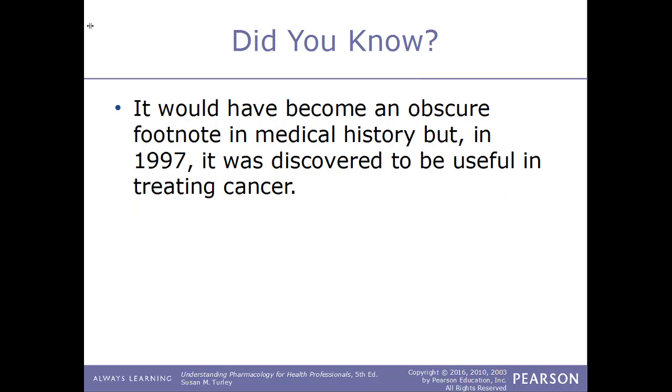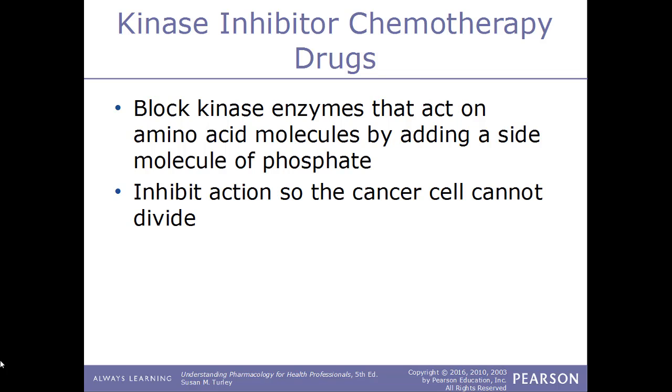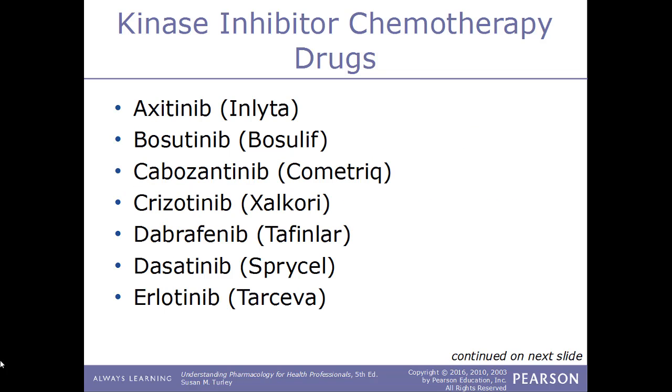Now, it would have been an obscure footnote in medical history, but in 1997, it was discovered that thalidomide was useful in treating cancers. Another kind of chemotherapy drug are the kinase inhibitors. Now, these drugs will block kinase enzymes that act on amino acid molecules by adding a side molecule of phosphate. So these will inhibit the action so that the cancer cells can't divide.